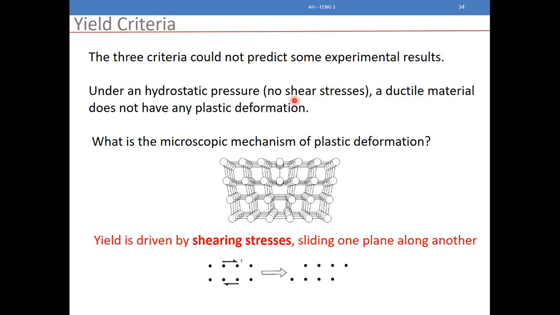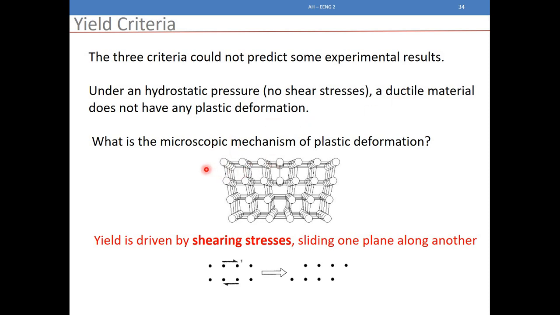Also, another point that we found in experiments is the case of hydrostatic pressure. What do you mean by hydrostatic pressure? If I take any material and apply pressure in all the directions, in a way that I have uniform stresses and I don't have any shear stress on any plane, we found that any ductile material will not have any plastic deformation.